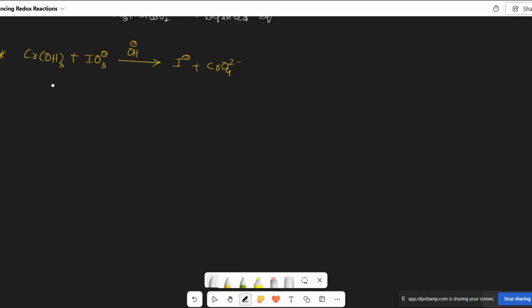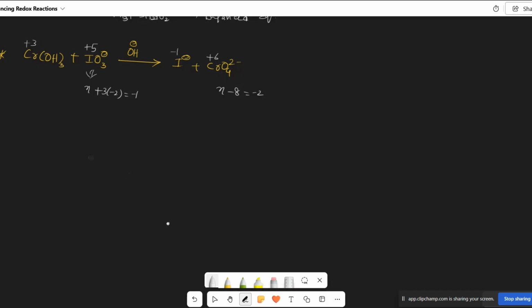First, you need to find the oxidation state. Chromium here has plus 3. For iodine in IO3 negative, x plus 3 into minus 2 equals minus 1. 3 twos are minus 6, so minus 1 plus 6 is plus 5, and here in I negative it is minus 1. For CrO4 2 negative, x minus 4 times 2 equals minus 2, so x minus 8 equals minus 2, and we get plus 6 overall.